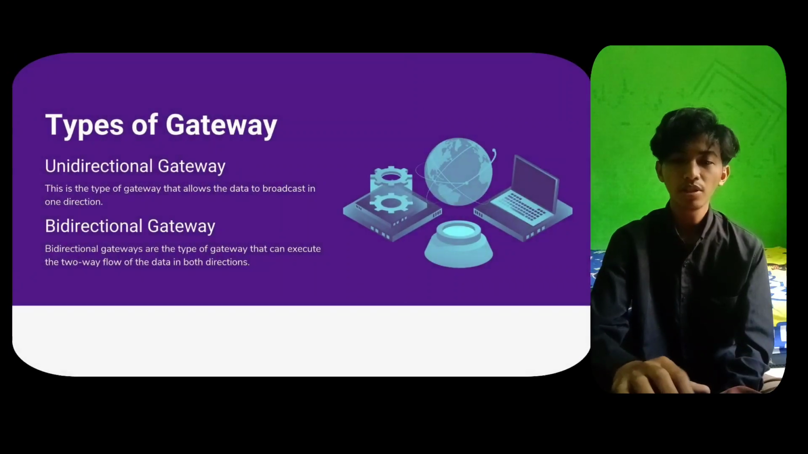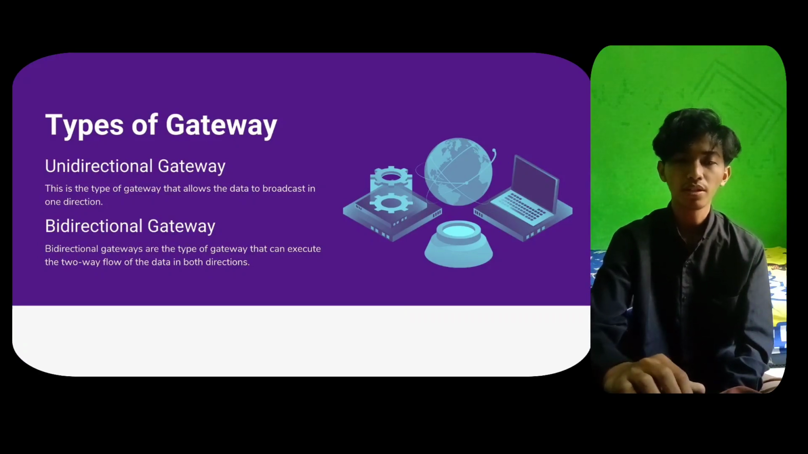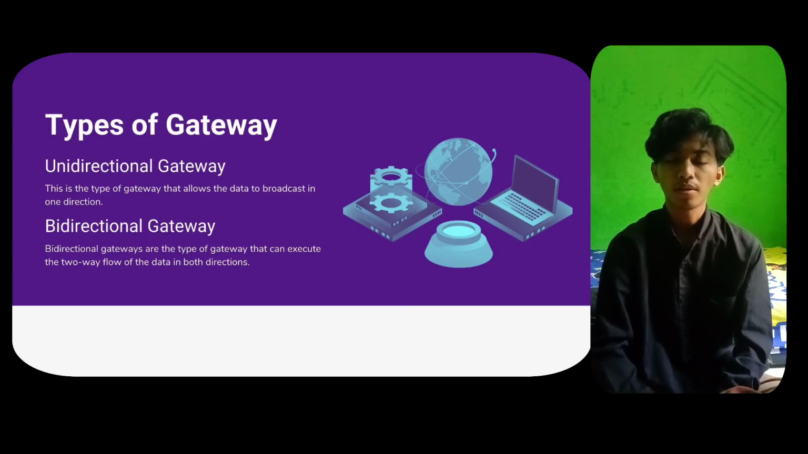In this slide, I will explain about the types of gateway. So gateways have two basic types. The first one is the unidirectional gateway. This is the type of gateway that allows data to be broadcast in one direction. The data can either be sent or received. There is no two-way communication channel, and every change in the direction of data gets completed in the source terminal.